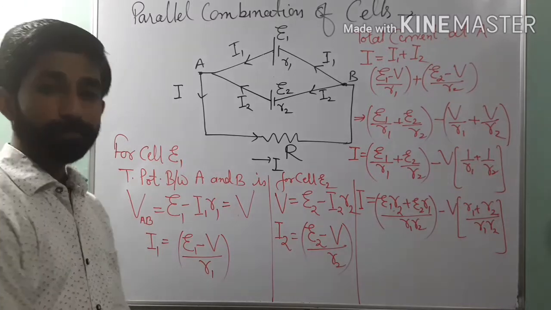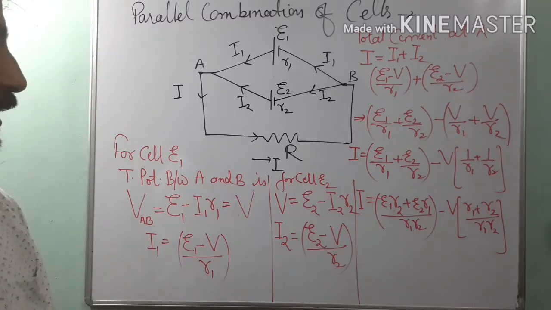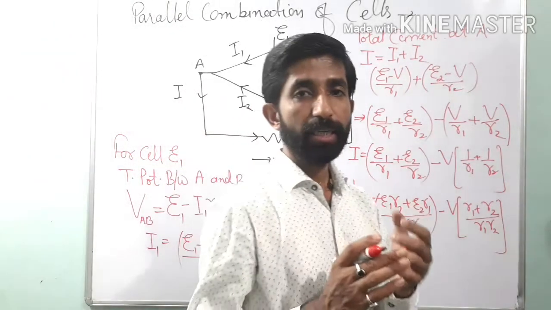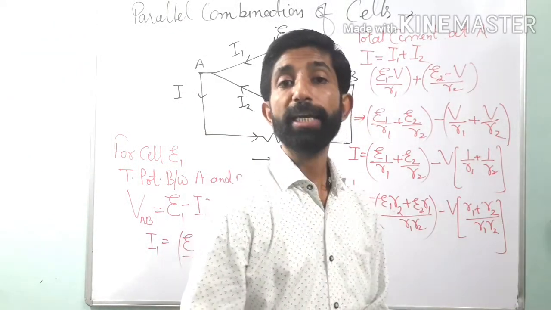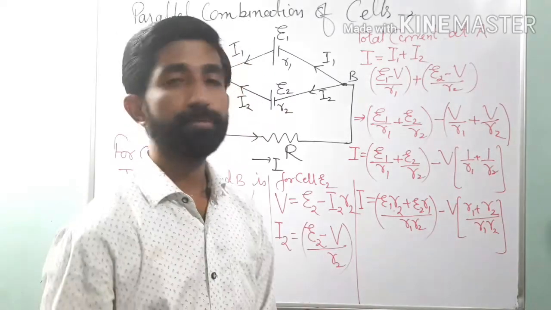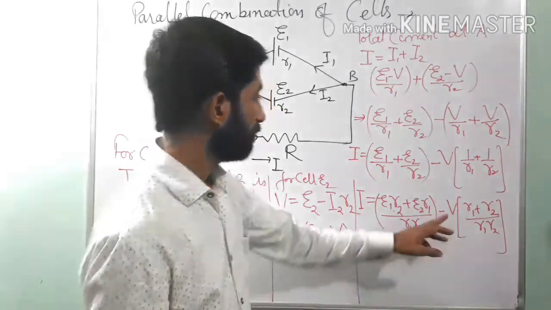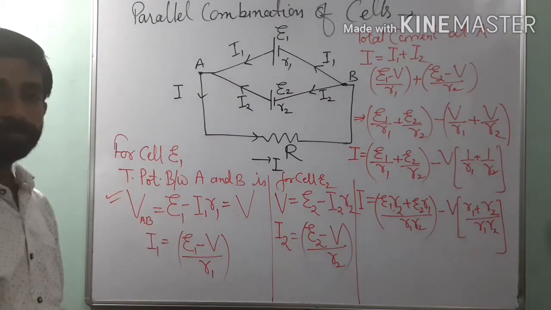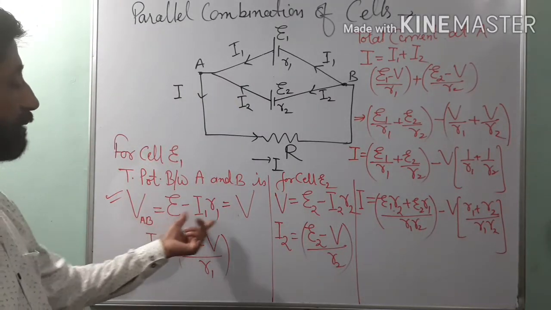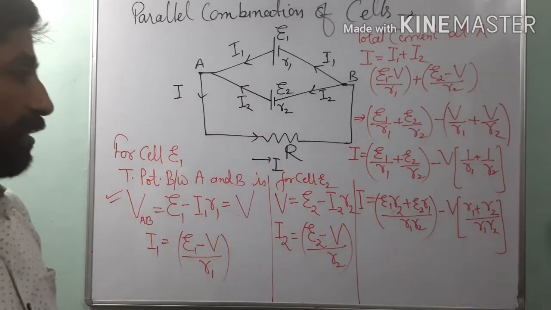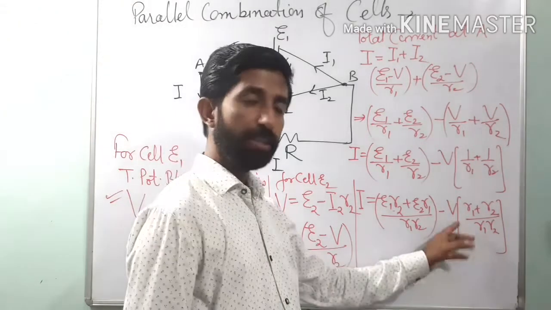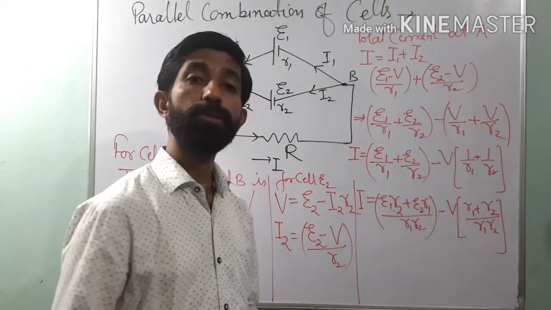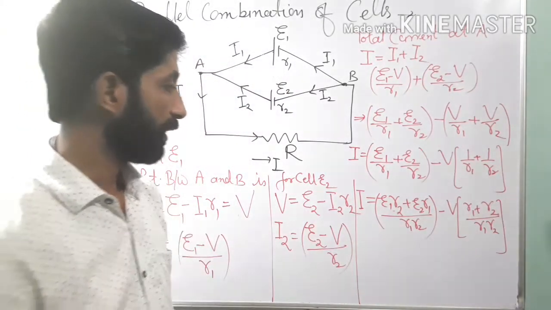Now what we have to do is to find the equivalent EMF of this cell combination and equivalent terminal potential and equivalent internal resistance of the cell. Now we shall convert this equation in terms of this, that is V equals to EMF minus I product of R. So we should take V from here to the left side and let's do the calculation first.